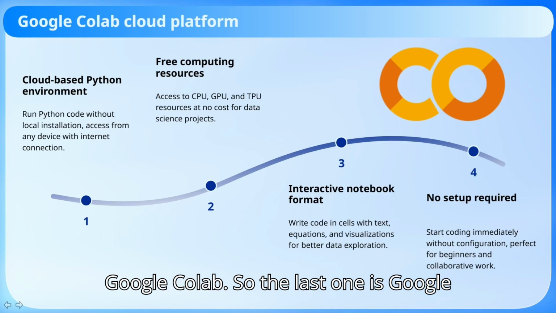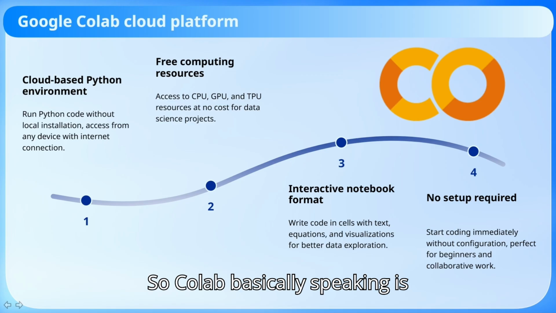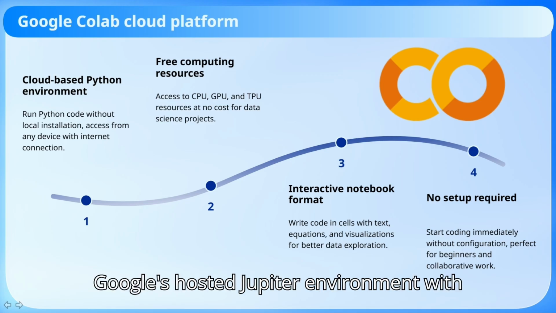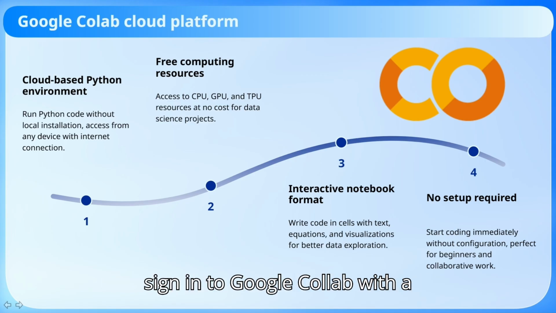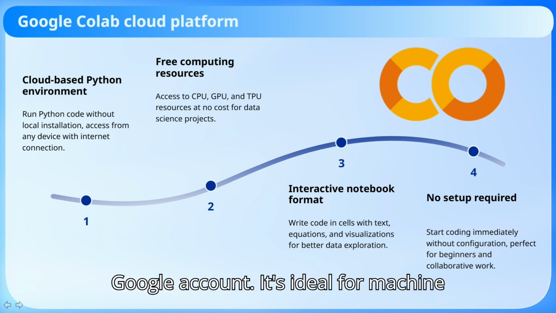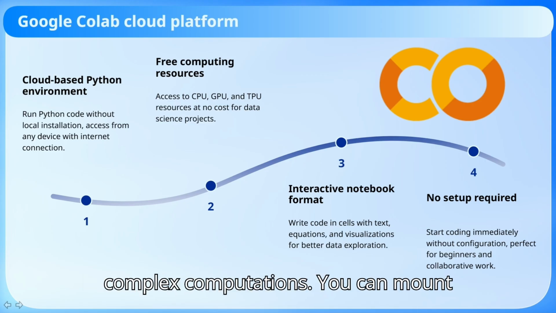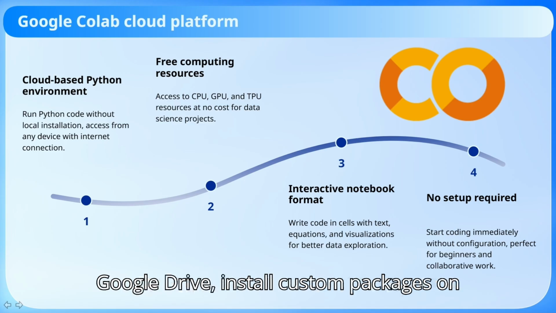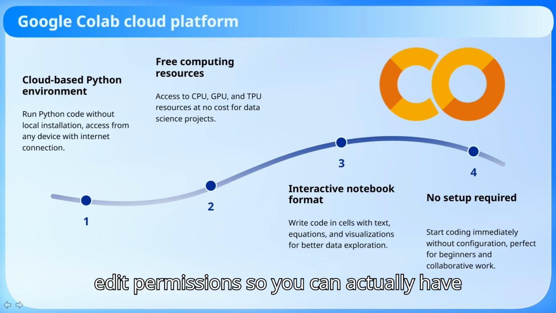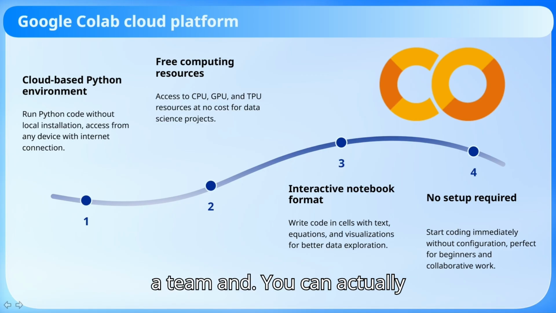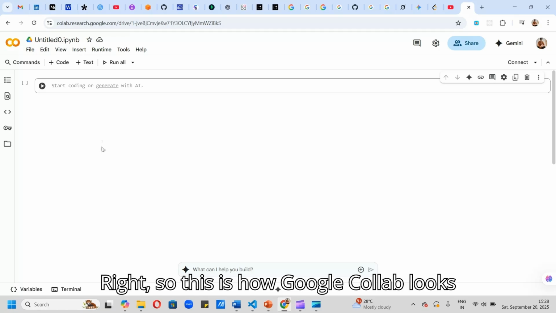So the last one is Google Colab. It is basically a cloud platform. Colab is Google's hosted Jupyter environment with free CPU, GPU, and TPU resources. No local setup is required. You just need to sign in to Google Colab with a Google account. It's ideal for machine learning demos or when your laptop cannot handle big matrix multiplications or complex computations. You can mount Google Drive, install custom packages on the fly, and share notebooks with view or edit permissions. So you can have a team, share your code with them, and control access for each of them.